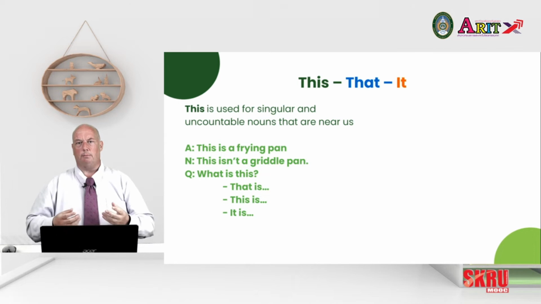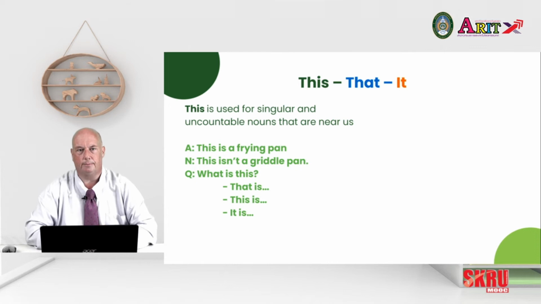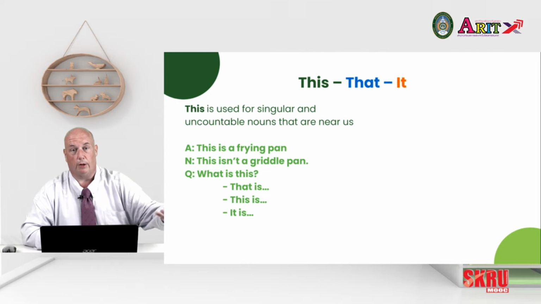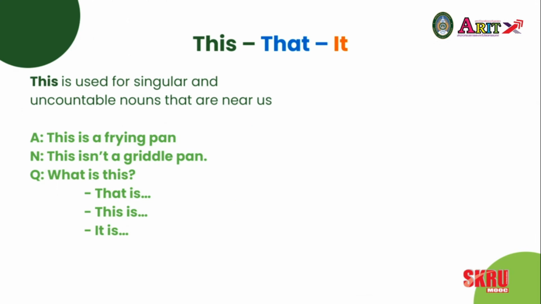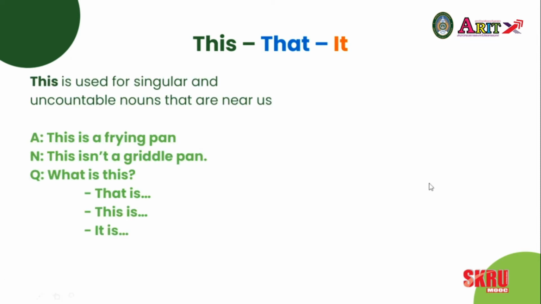When you're holding an item, this is a frying pan. When we want to talk about something further away, we tend to use that. That is a frying pan. So we tend to use this or that. And you might do that when you're talking to someone. Pick up an item. What is this? It is a mouse. That is a mouse.